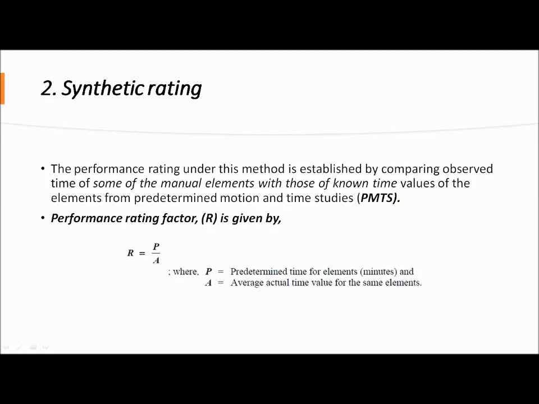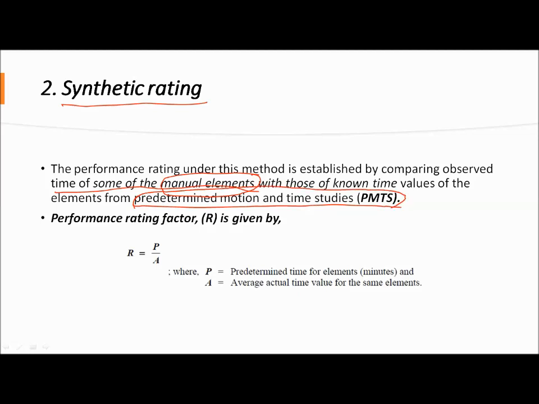The next kind of performance rating is called the synthetic rating. In this method, the performance rating is established by comparing the observed time of some of the manual elements with those of the non-time values of the elements from the predetermined motion and time studies. This should be very clear. Hope you remember this term. It was very clearly explained in the previous lecture.